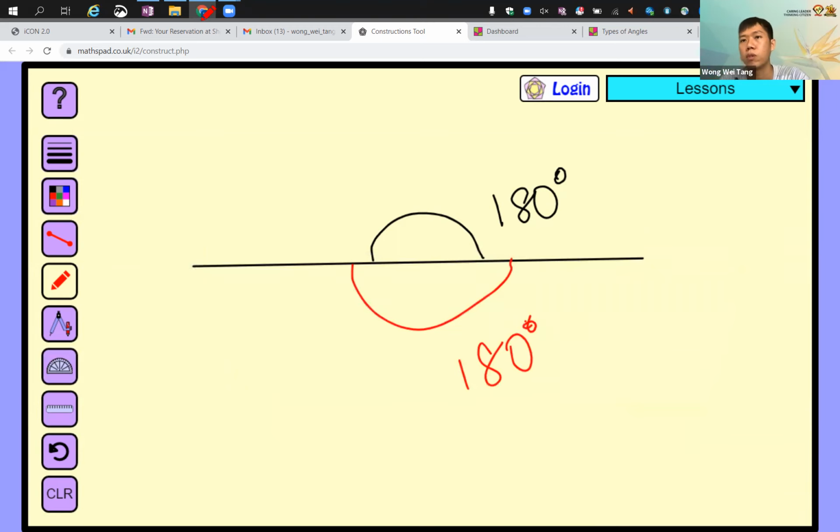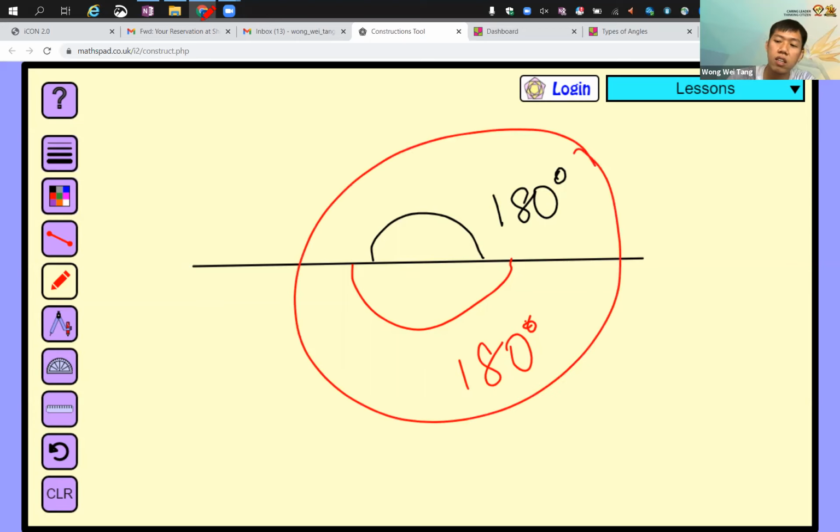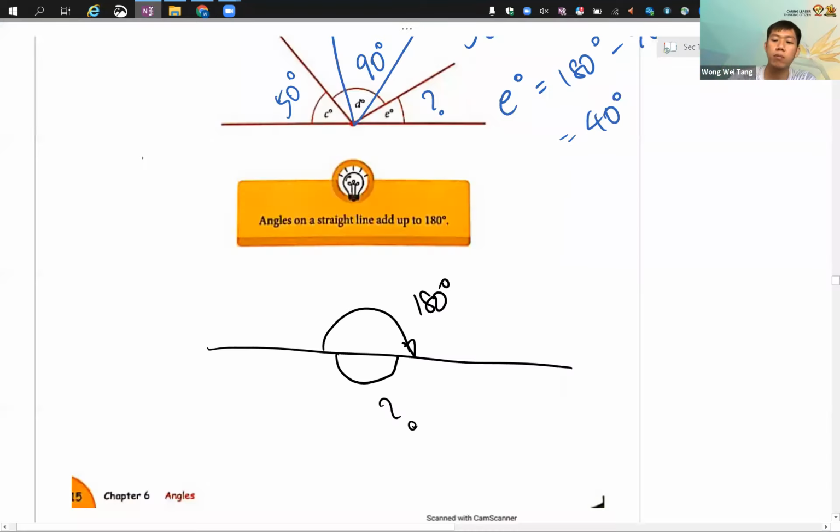So before this, we talked about angles on a straight line. They are going to add up to be 180 already. Okay, now you don't unmute yourself yet. So if I want the total angle over here, what is it? 360. How do you get 360? You plus 180 and 180. Correct. So you add them up, you get 360 degrees.